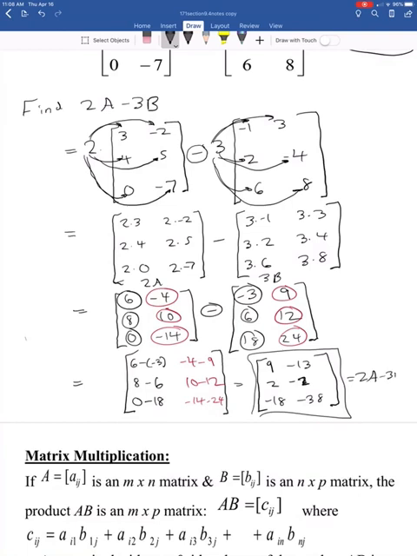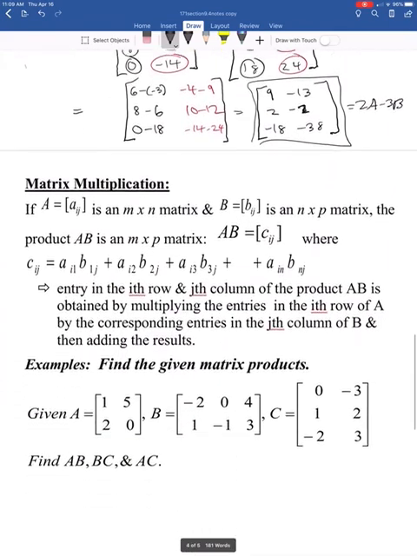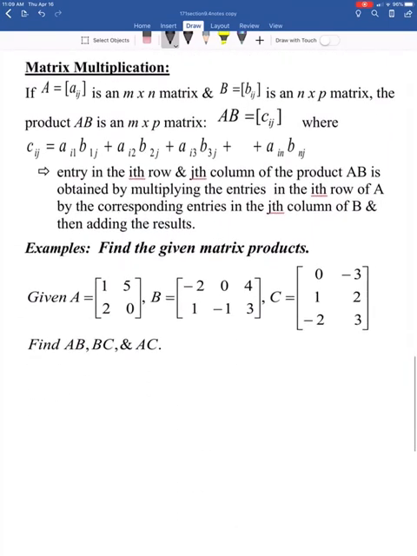Again, 2A minus 3B. So that's a good review. Scalar products, distributing a scalar, or constant. And then, of course, addition and subtraction. As long as we have the same size, these are 2 3x2 matrices, we can add or subtract these corresponding entries. And our last topic we'll move on to is matrix multiplication. And let's take a break, and we'll come back to that.